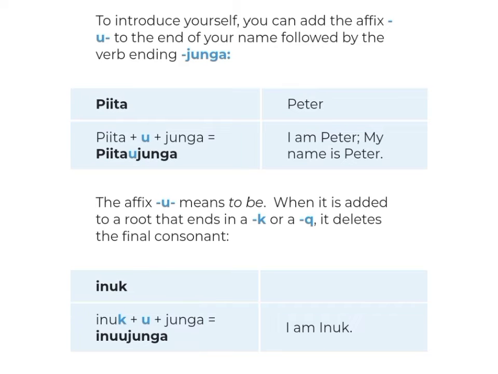To introduce yourself, you can add the affix u to the end of your name, followed by the verb ending junga. The affix u means to be. When it is added to a root that ends in a k or a q, it deletes the final consonant. The examples are indicated on the chart.